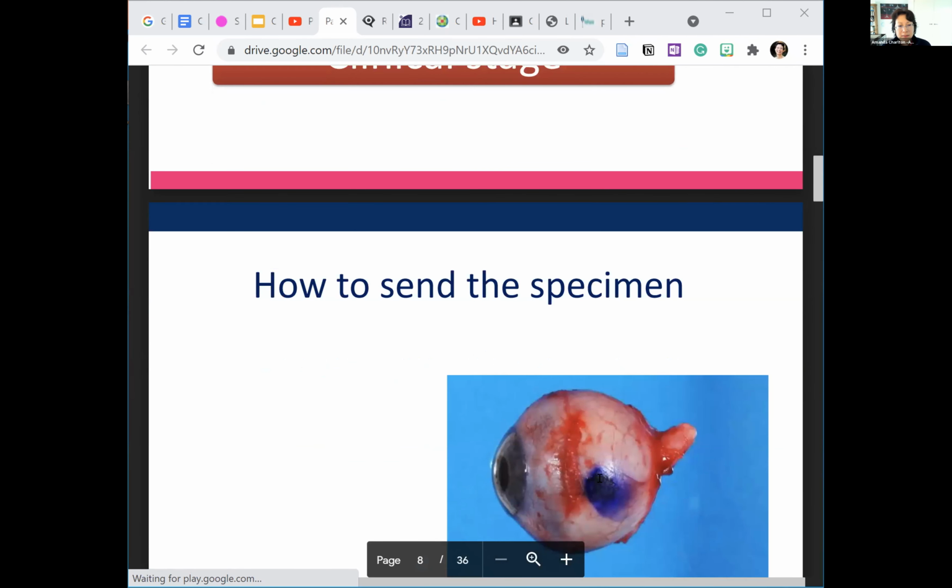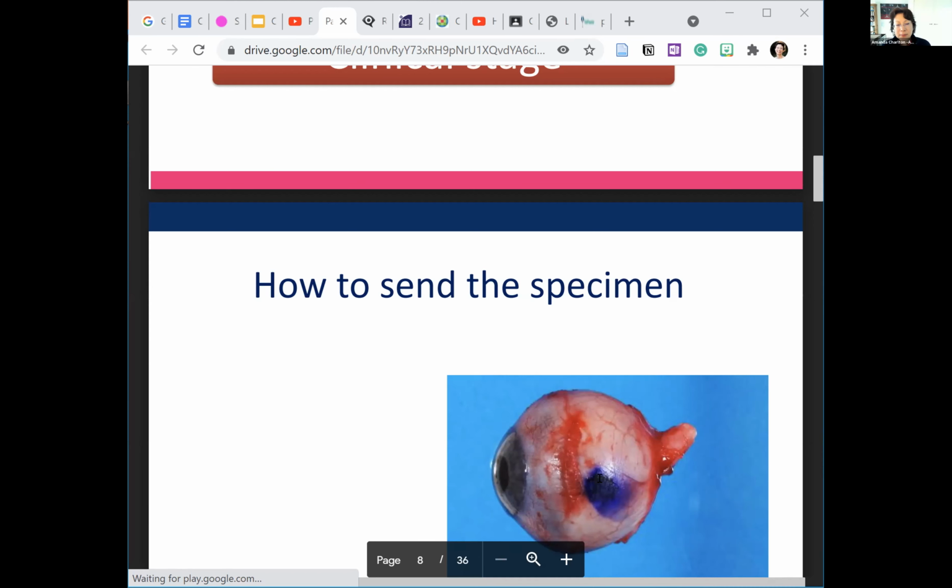How to send the specimen. So this is another short answer question. How to send the specimen to the laboratory? Type. It covers all of those things. Okay, orientated. Yep, talk to the pathologist. Mark the site of tumor. Yes, thank you. Yes, those are all good things.